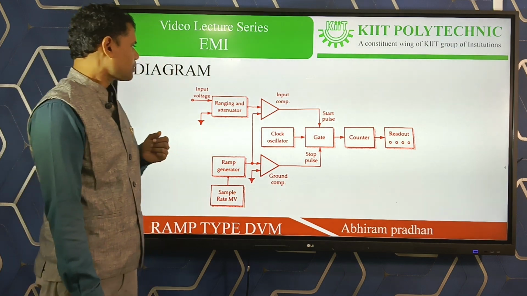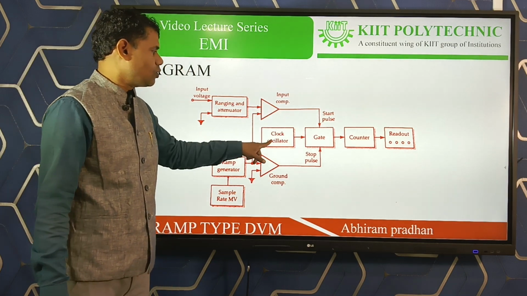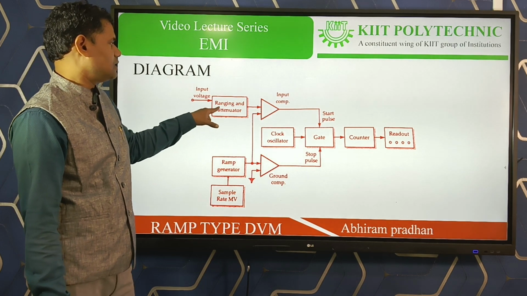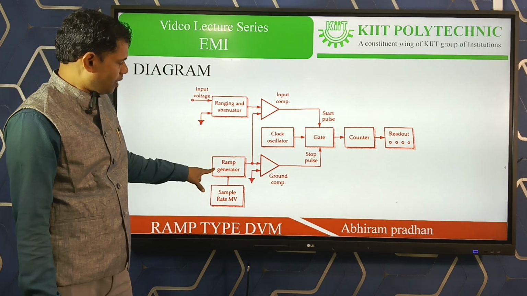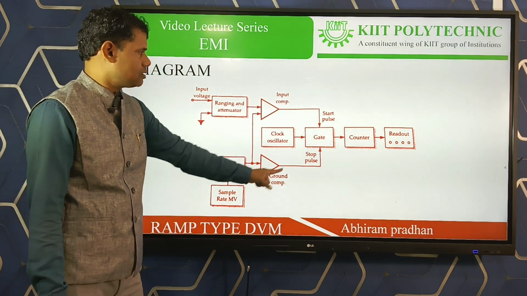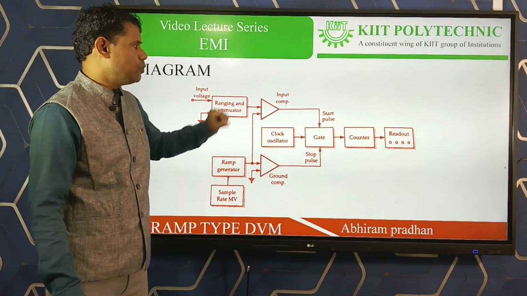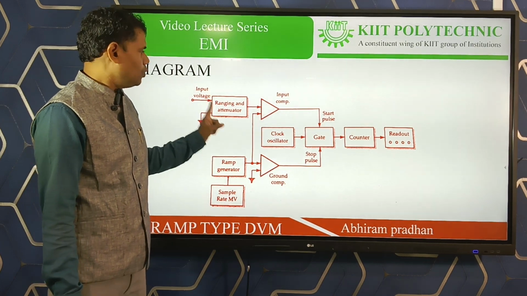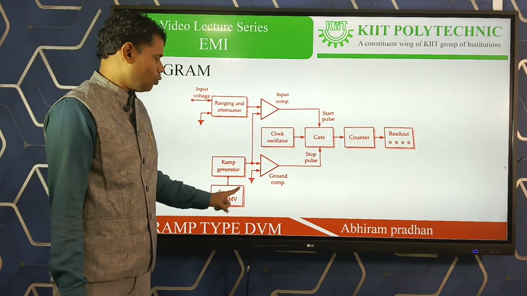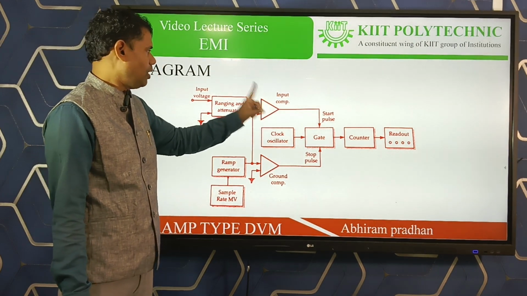Now mark the diagram. There is an electronic counter. The counter will count, and the clock oscillator will supply the oscillating signal. First of all, on the input side, mark the input voltage, ranging and attenuator. Here also mark the ramp generator and the sample rate multivibrator. The main basic parts of this ramp type DVM are the input comparator and the ground comparator. The input comparator will compare the input signal with the ramp generator signal. The ground comparator will compare the ramp generator signal with the ground signal. That's why it is called the ground comparator, and the input comparator is so named because it compares the input signal.